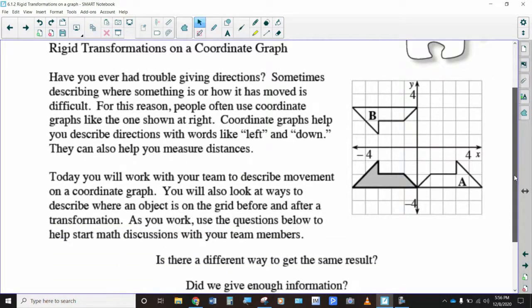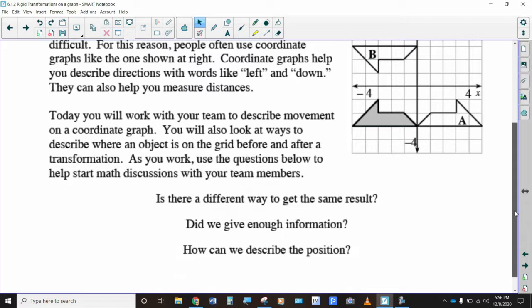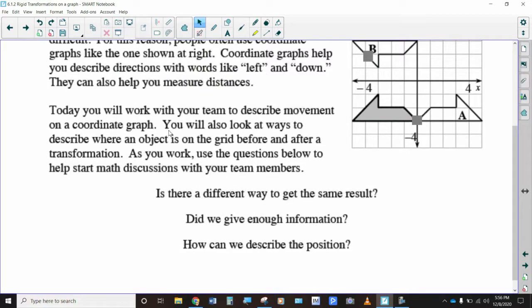Today, you will work to describe movement on a coordinate graph. You will also look at ways to describe where an object is on the grid before and after a transformation. As you work, use the questions below to help start math discussions with your team, or if you're not working with your team, just thinking on your own. Is there a different way to get the same result? Did we give enough information, and how can we describe the position?